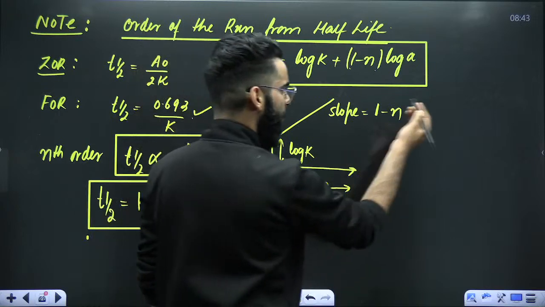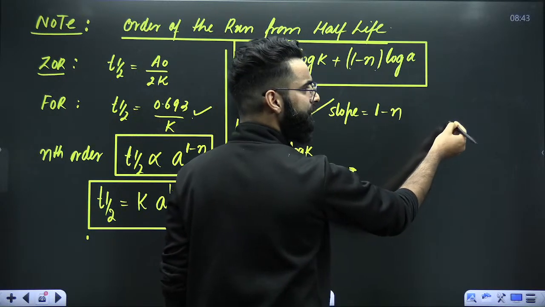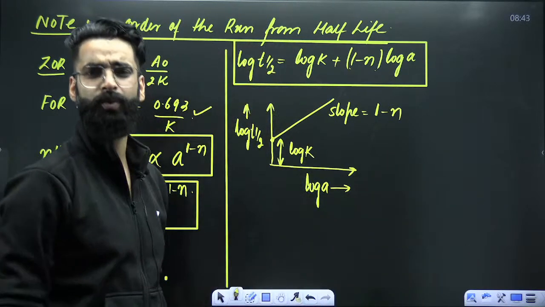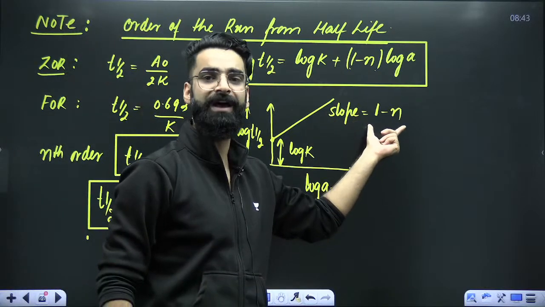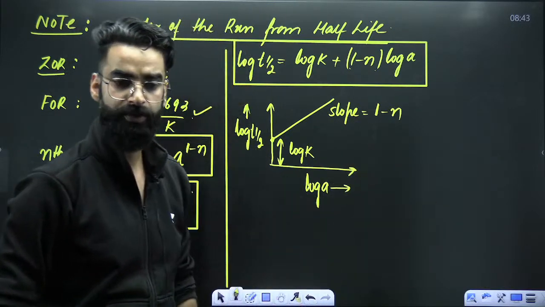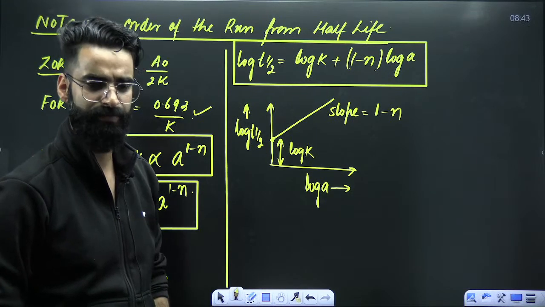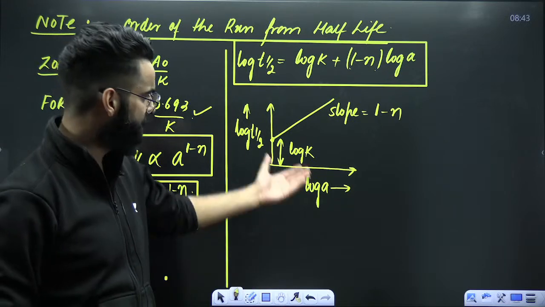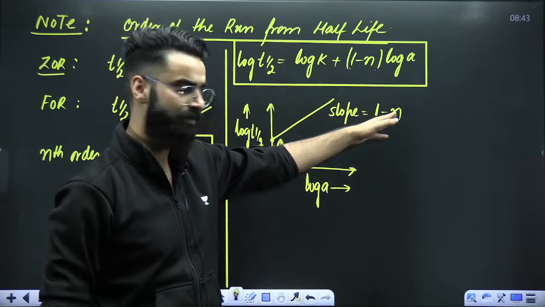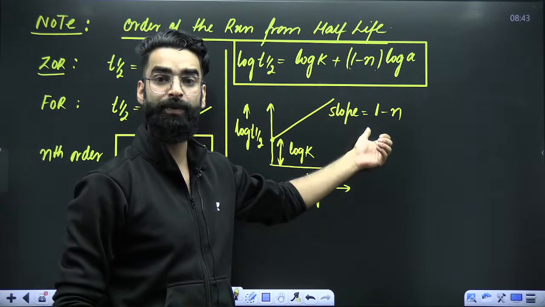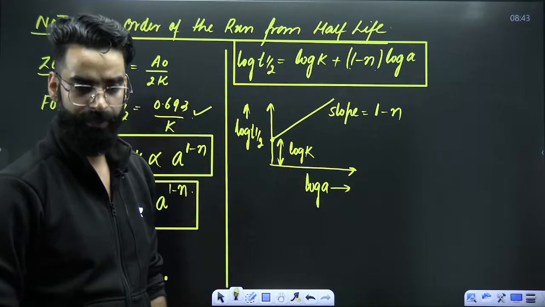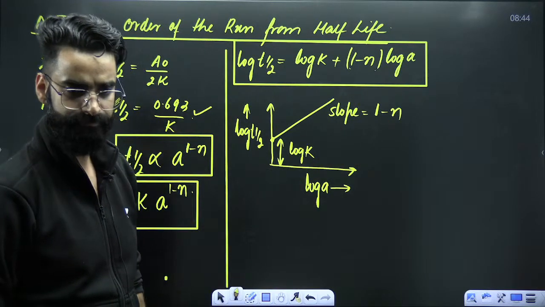From there, if the slope is given, let's say slope is given to us as 2 or whatever, so basically the 1 minus n value is given. From there you can get the n value, you can get the order. Right? Yes, A is the initial moles or initial concentration of reactant. So from this particular graph, if the slope is given to us as per the equation, then easily you can calculate the n value, the order of the reaction.